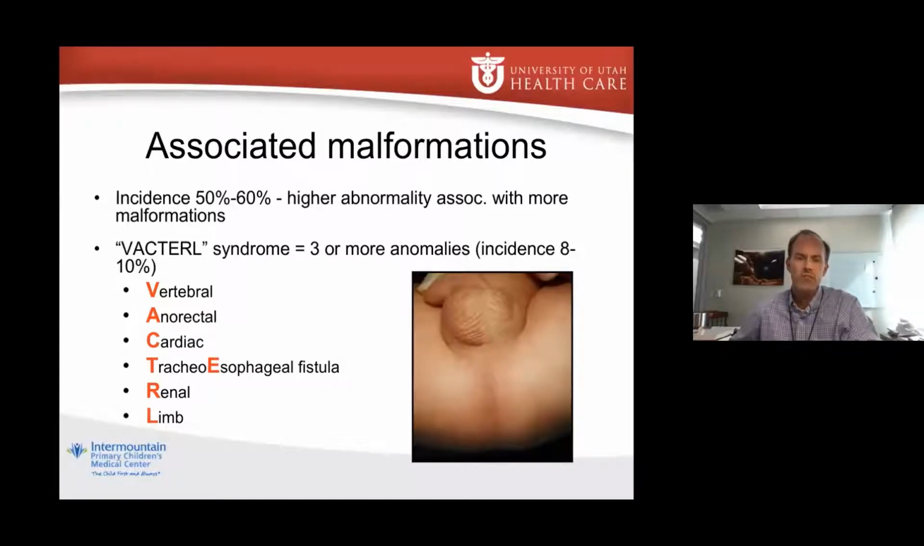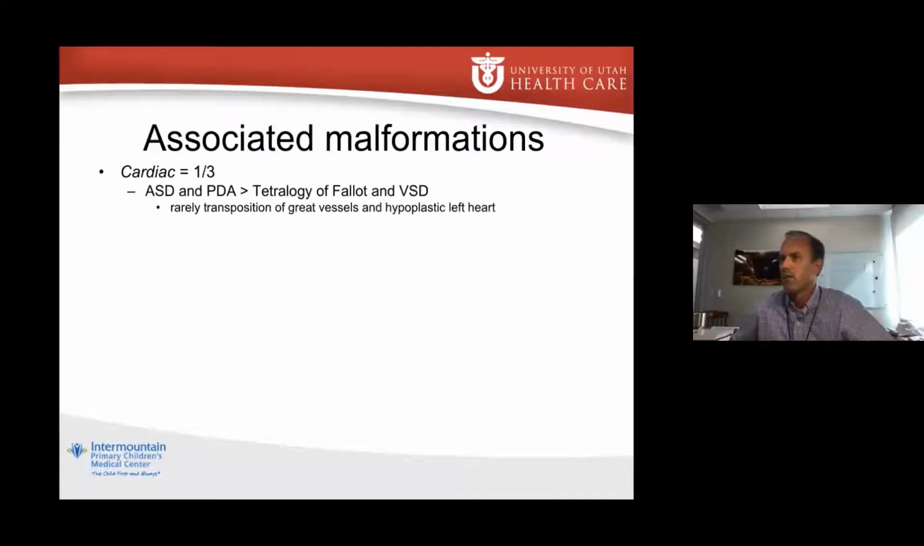So some of the associated malformations, this will go back to your medical school days. Everyone remembers learning the VACTERL syndrome and association. About 8 to 10% of patients will have 3 or more anomalies consistent with the VACTERL syndrome, and the incidence of having some kind of associated abnormality is about 50 to 60%. So about a third of them will have some kind of cardiac abnormality.